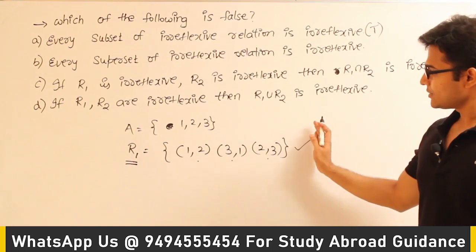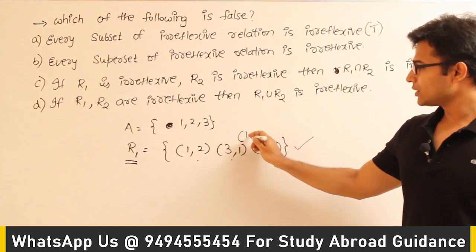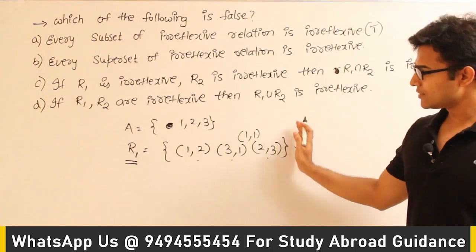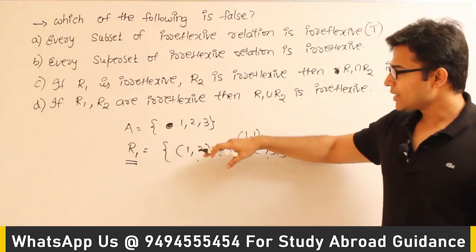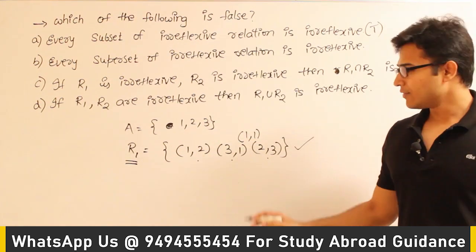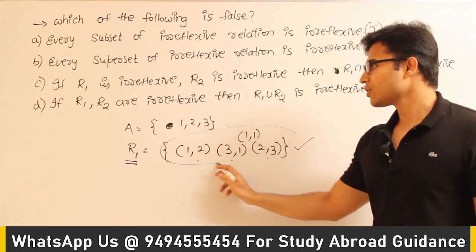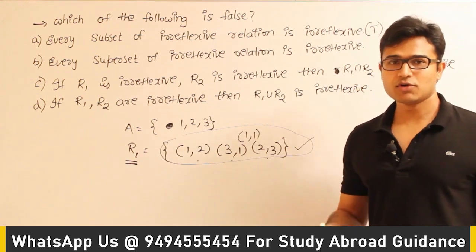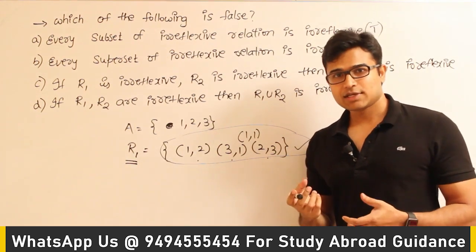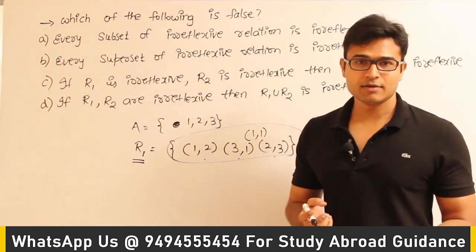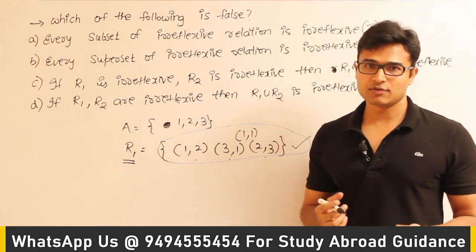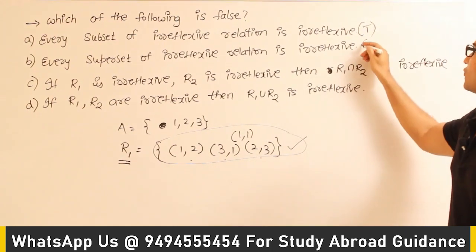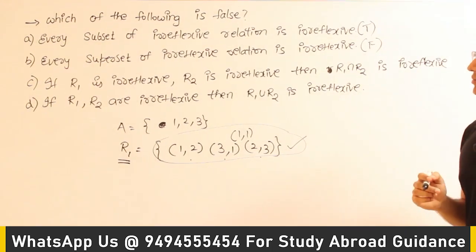Why? Because if I try to add the element (1, 1) to this relation R1 to make a superset of the relation R1, then the resulting relation is not irreflexive. Therefore, if you try to make a superset which is going to include the diagonal elements, then definitely it is not going to be irreflexive, and so it has to be false. So it is false, right?